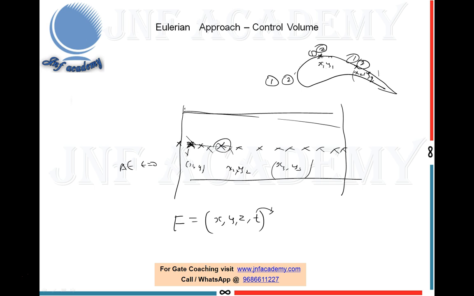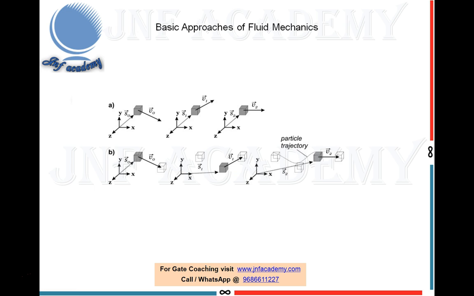Now let's understand this in a very detailed way with this diagram that I have put here along with the derivations. It's very easy, don't worry about it. So the first one is the Eulerian approach, and the second one is the Lagrangian approach. I will explain this in a minute.